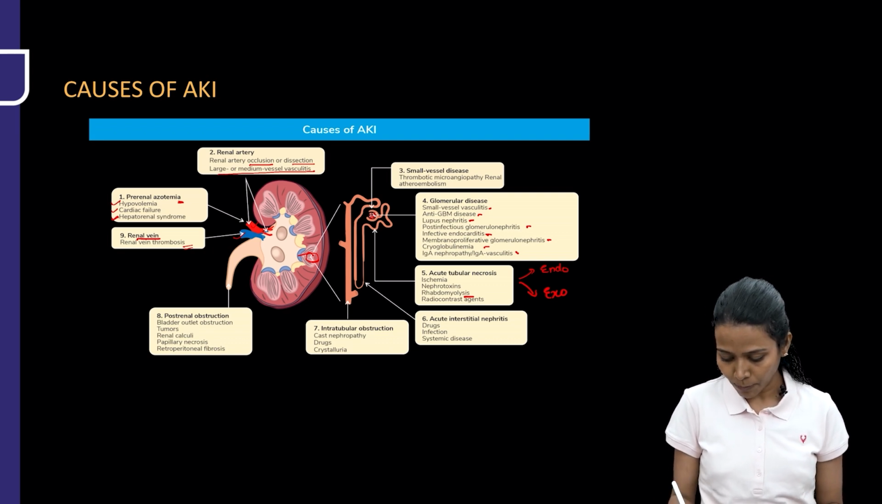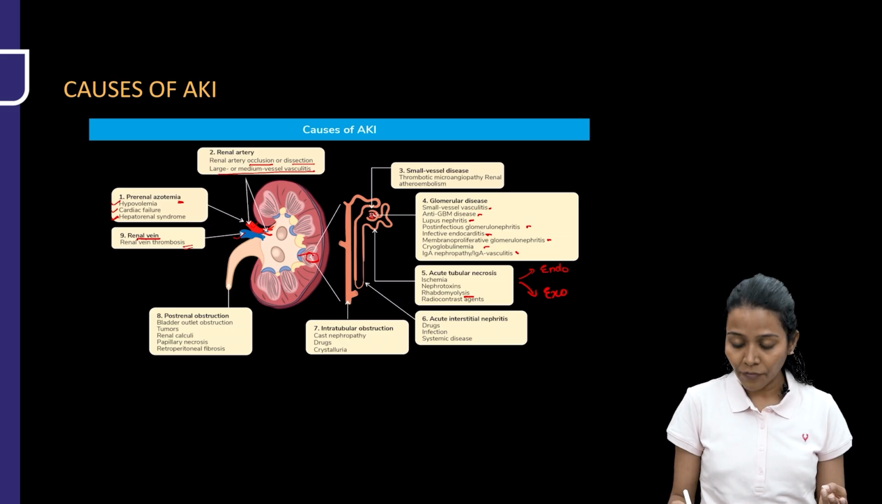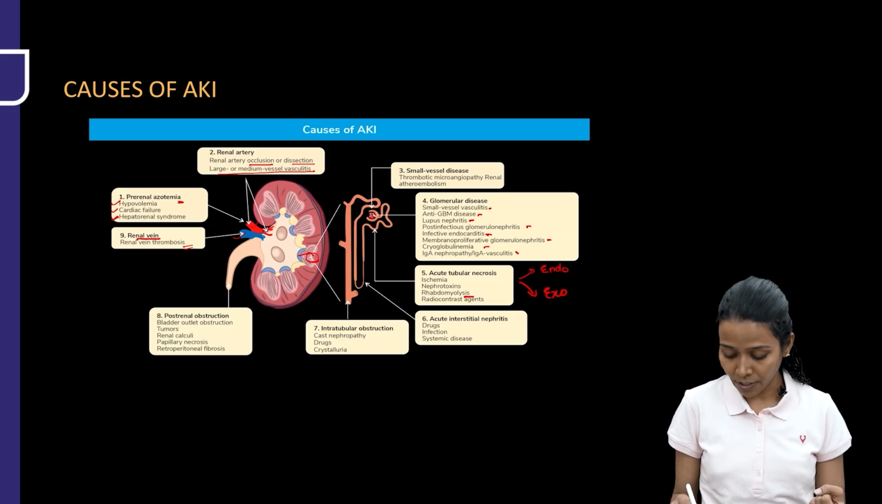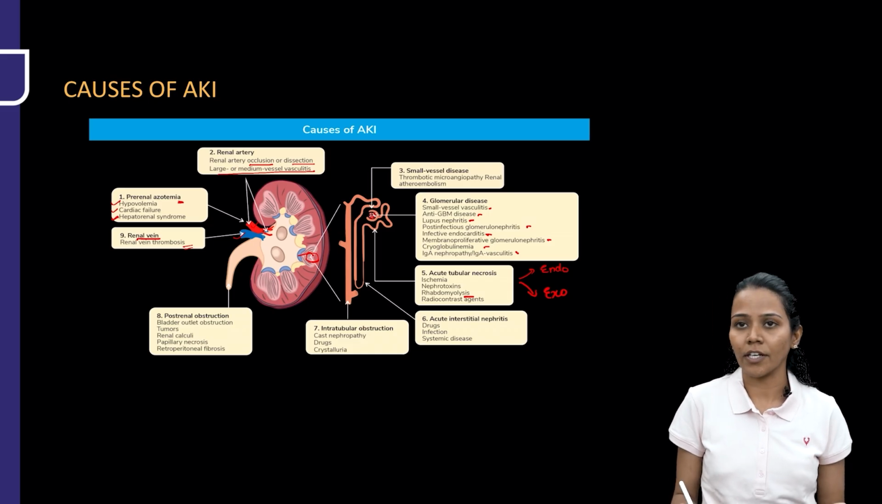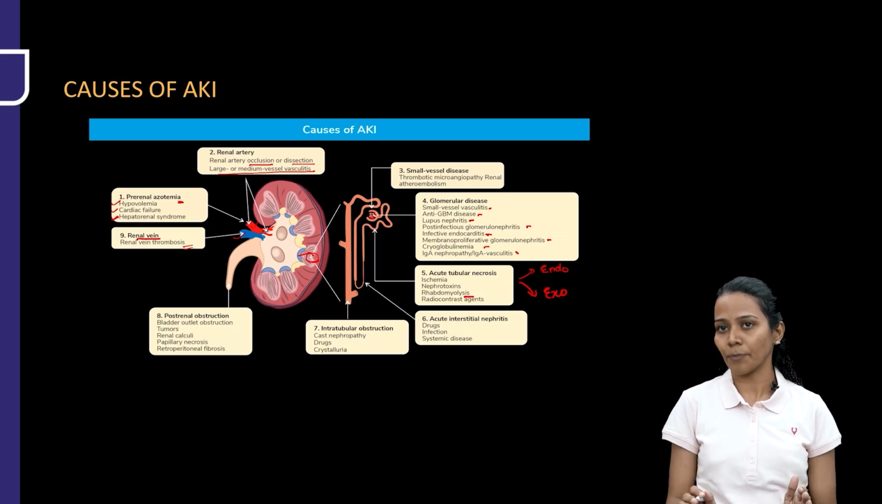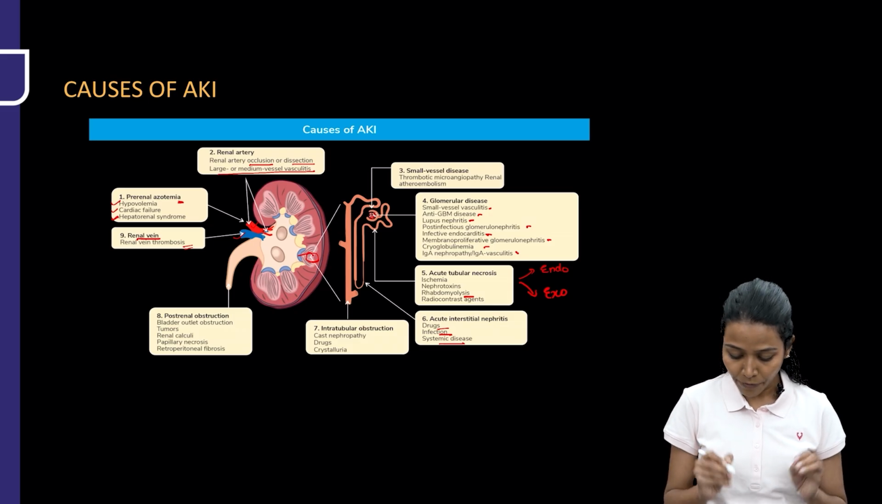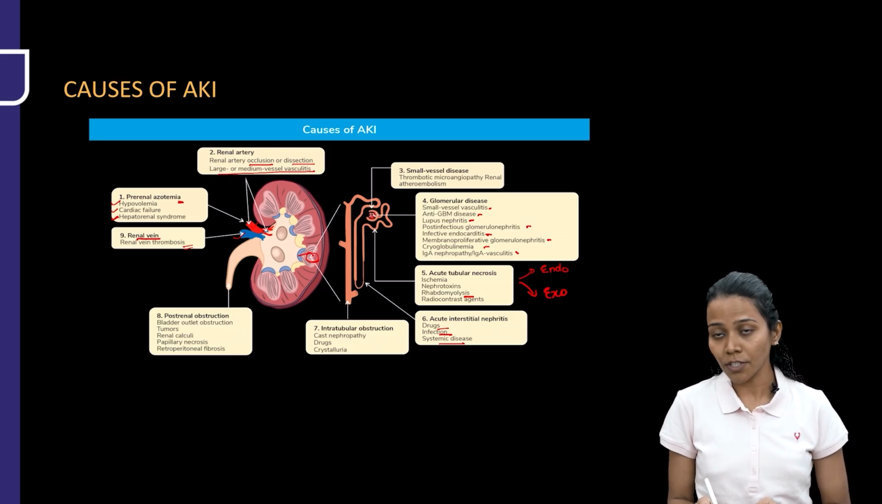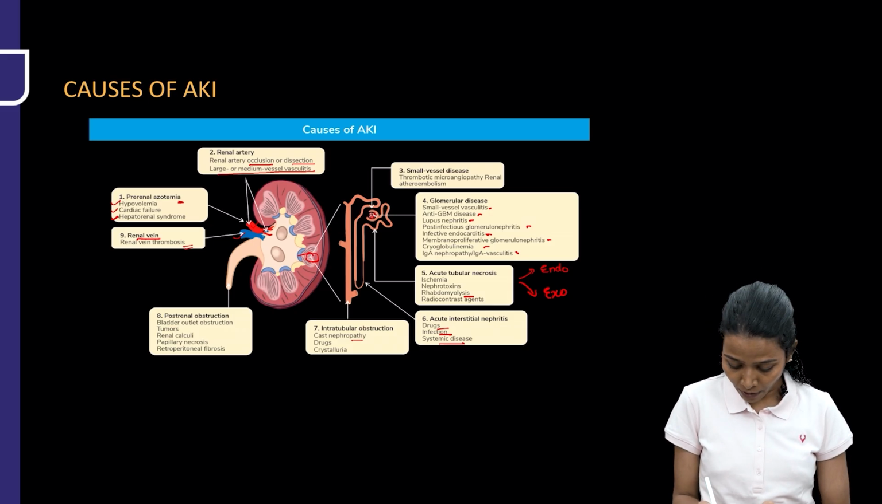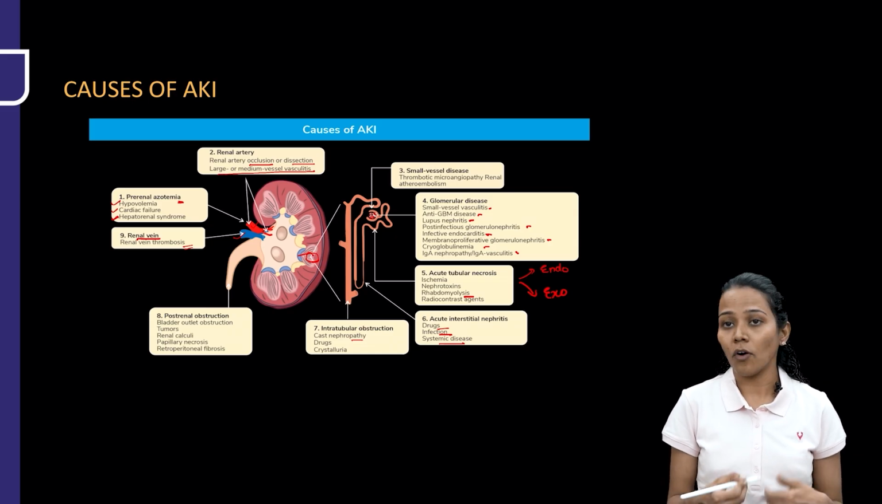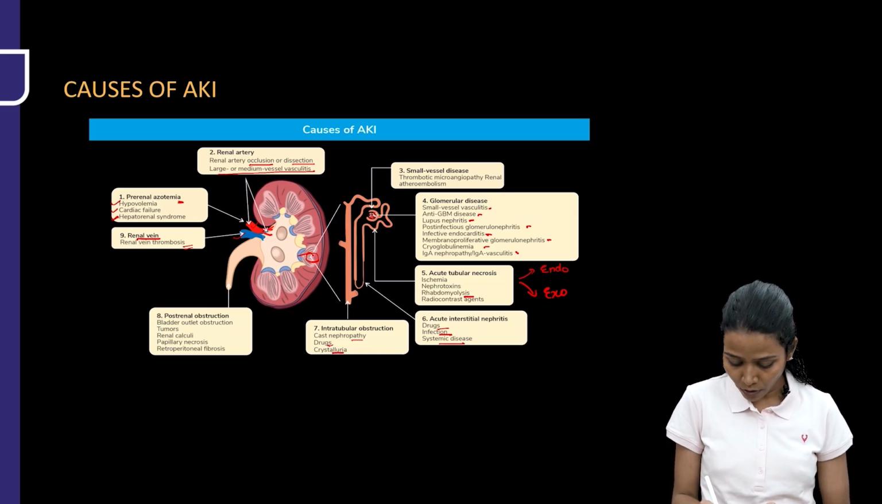Next is interstitium. So, we finished the vessels, we finished the glomerulus, we finished the tubule. Coming to the interstitium, acute interstitial nephritis. We have covered this in detail in the chapter of acute interstitial nephritis. Any drugs, infection or systemic disease, okay. Now, intratubular obstruction can happen again because of casts, like in multiple myeloma, or some drug induced. So, again drugs or crystalluria.